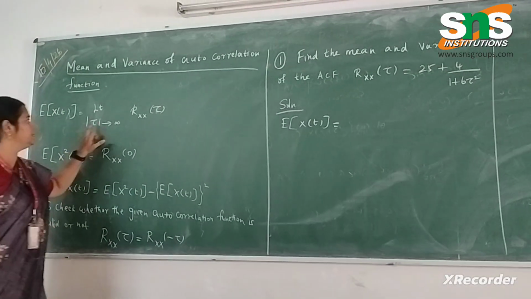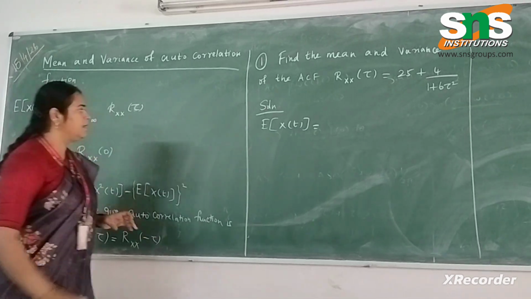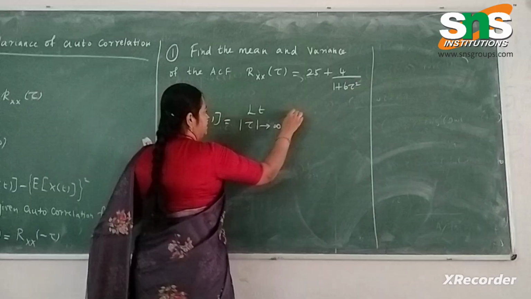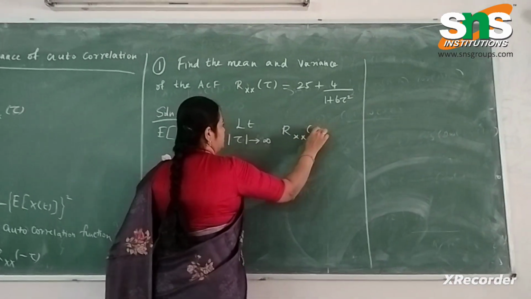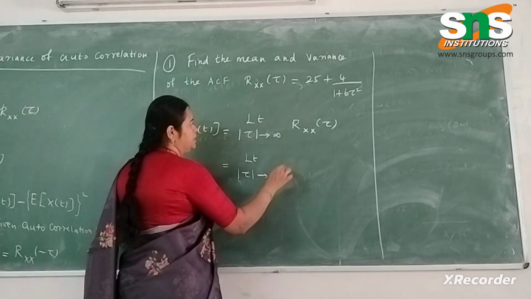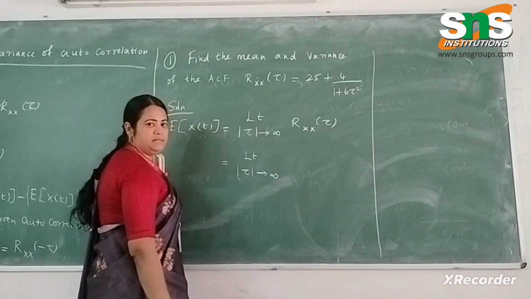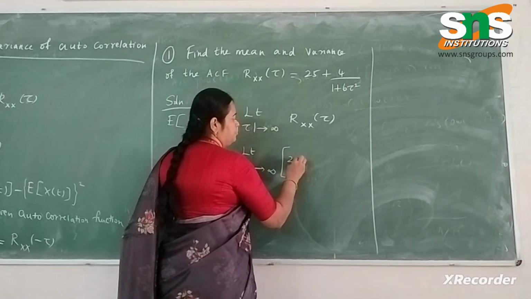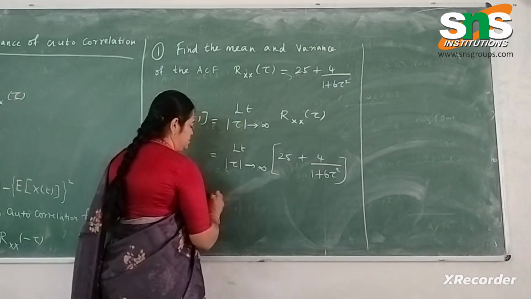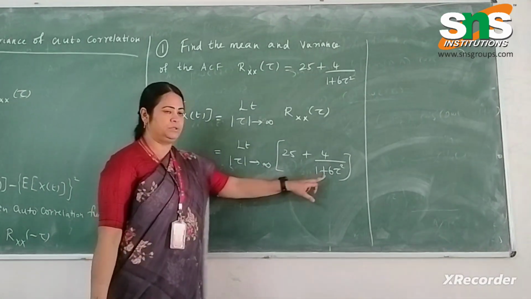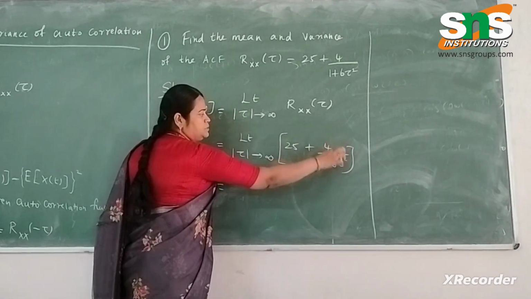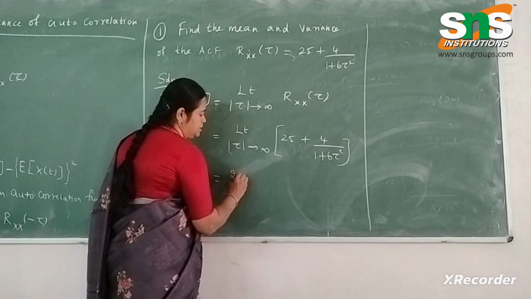E of x of t is nothing but limit modulus of tau tends to infinity r xx of tau, which is equal to limit modulus of tau tends to infinity of r xx of tau, given in the question itself: 25 plus 4 divided by 1 plus 6 tau square. When you put infinity for tau, in the denominator we get 4 divided by infinity, so this will become 0. So our answer is 25.